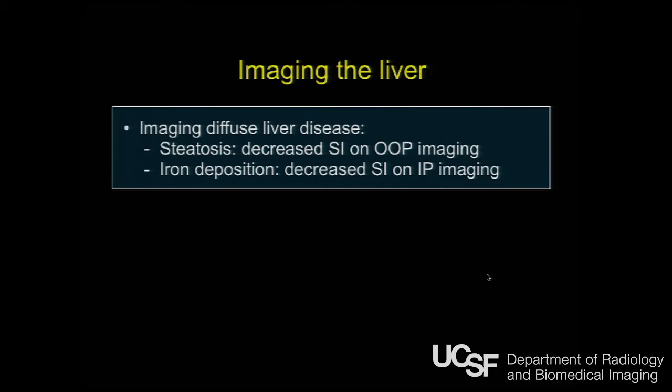So to review, imaging of the liver. One, we talked about imaging of diffuse liver disease. We talked about hepatic steatosis and how decrease of signal intensity on opposed-phase imaging will be useful for the characterization of fatty liver. Iron deposition disease is the exact opposite. You get decrease of signal on in-phase imaging, and there are now more modern techniques using multi-echo sequences to measure the amount of fat and iron simultaneously so you can tease apart fat and iron.